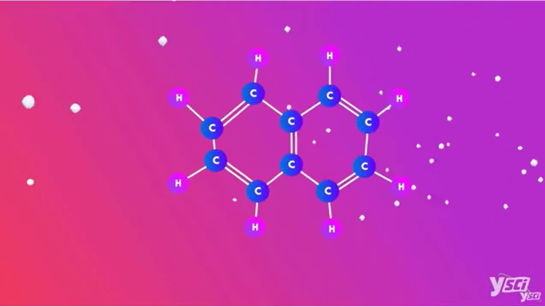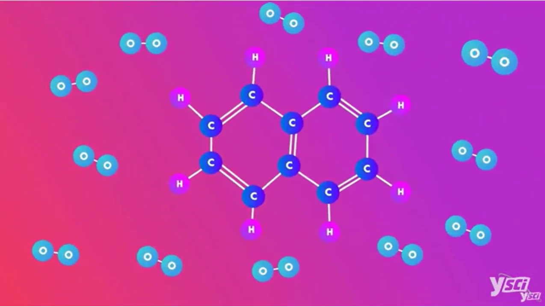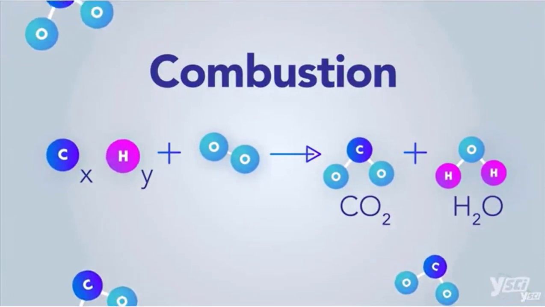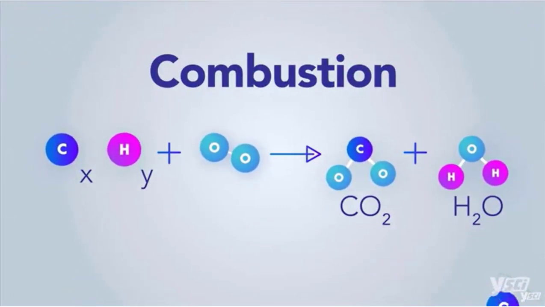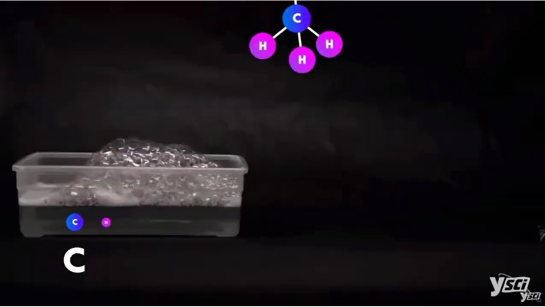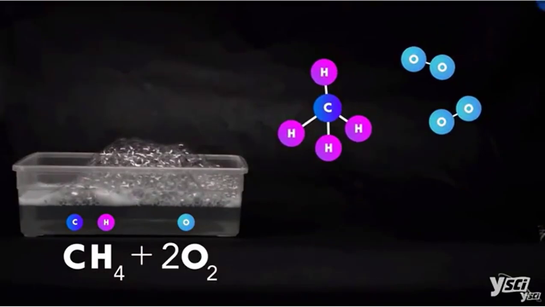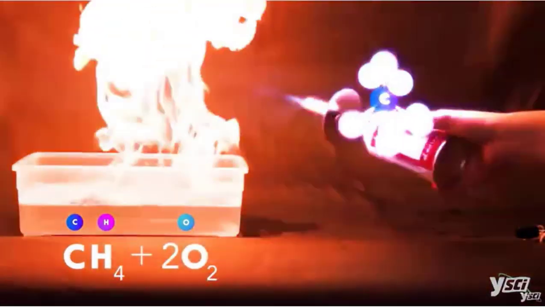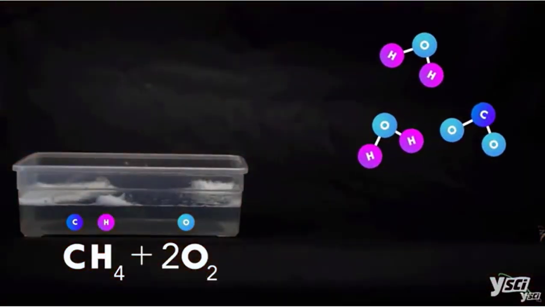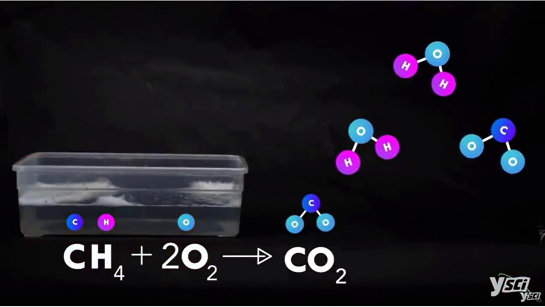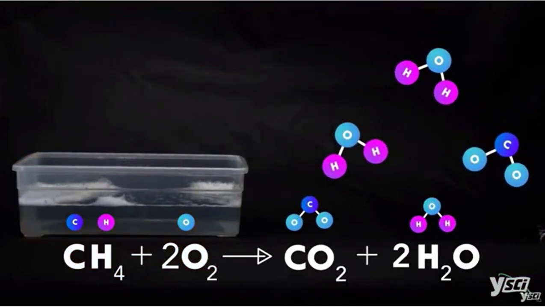A combustion reaction occurs when a substance reacts with oxygen to produce energy in the form of heat or light. When combustion occurs with an organic compound, the products are almost always CO2 and H2O. Here we infused bubbles with methane gas. When heat is added, it triggers the combustion of methane. Our final products are carbon dioxide and water vapor.